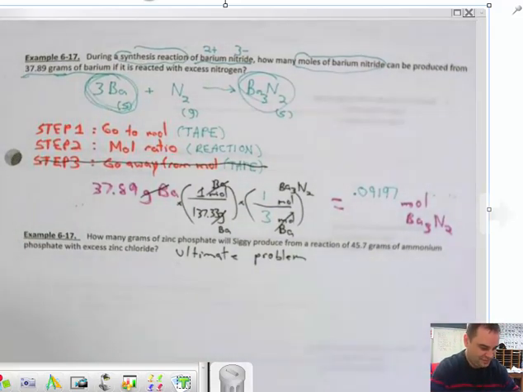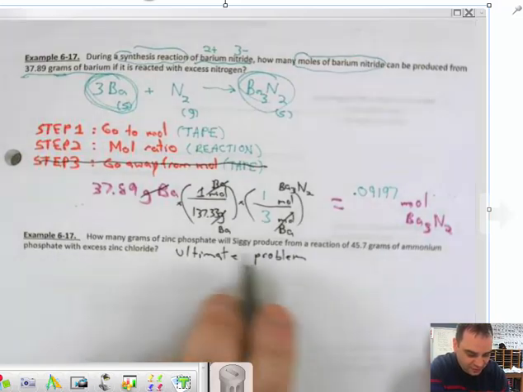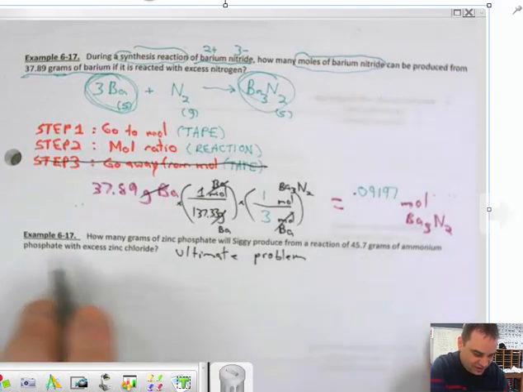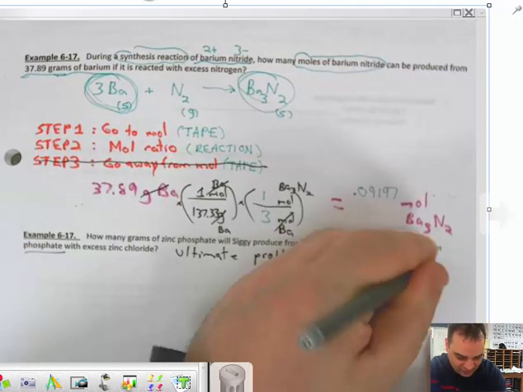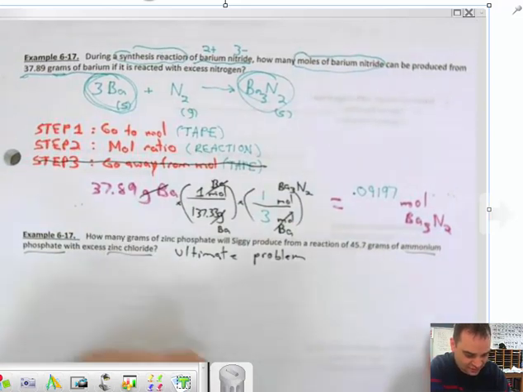Okay, so here we go. Let's see if we can do this one. You can try it on your own and see if you can do it. How many grams of zinc phosphate will Siggy produce from a reaction of 45.7 grams of ammonium phosphate? So we have ammonium phosphate with excess zinc chloride, and we are going to make some zinc phosphate.